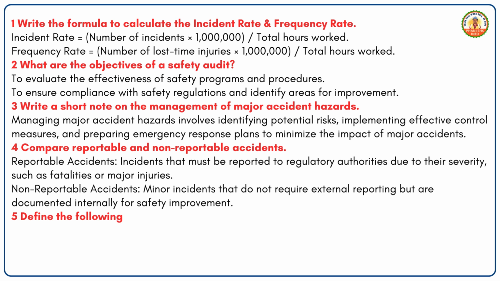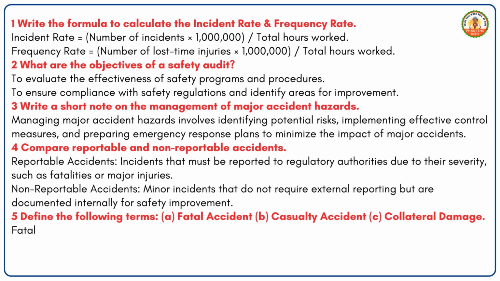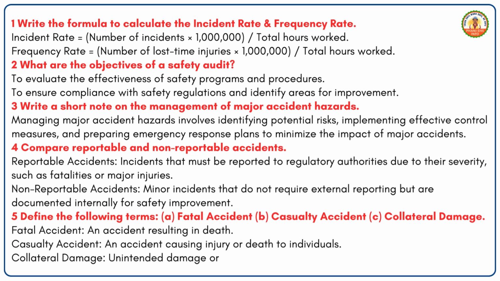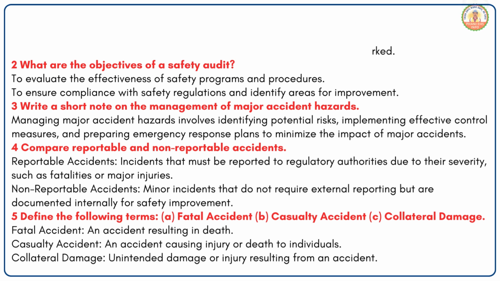5. Define the following terms: A. Fatal accident. B. Casualty accident. C. Collateral damage. Fatal accident: an accident resulting in death. Casualty accident: an accident causing injury or death to individuals. Collateral damage: unintended damage or injury resulting from an accident.